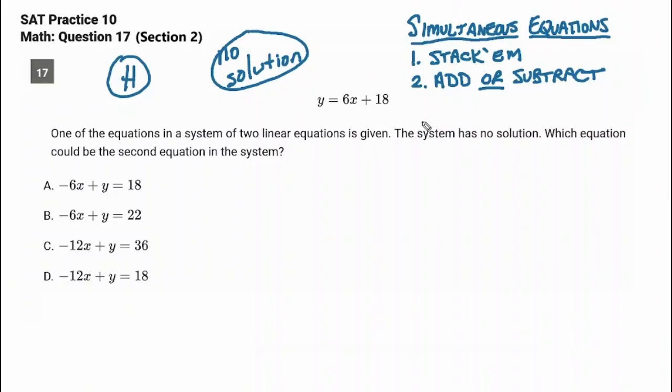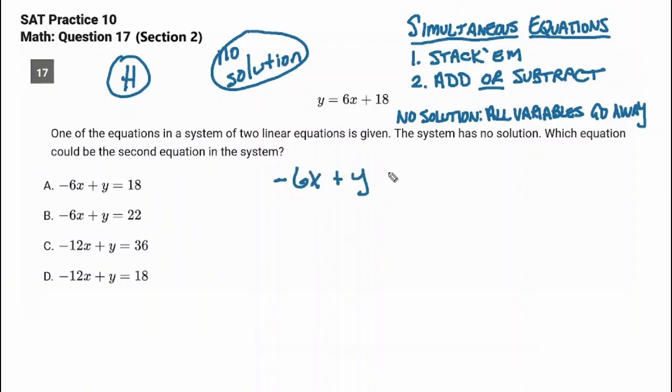What does no solution mean? No solution means all the variables go away. So we are looking to stack the equations, add or subtract them, and then all the variables are going to go away. One wrinkle in this problem is that this equation is written in a different order than the answer choice equations. Let's put this equation in the same order as the answer. So we're going to put the 6x across the equal sign. It's going to become negative 6x plus y equals 18. And now I've got this equation in the same order as the answer choices.